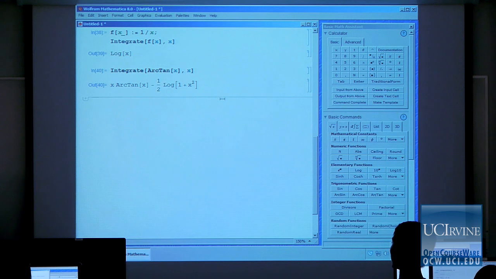How about another one? Let's do integrate. Oh wait, no, I want to show you the palette. Sorry. So you can use the palette to do integrals also.